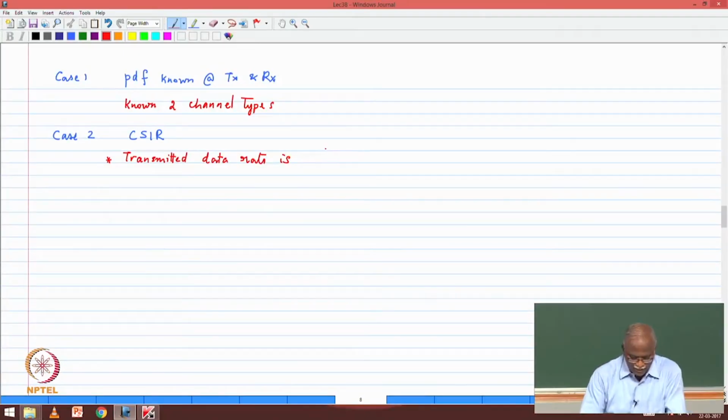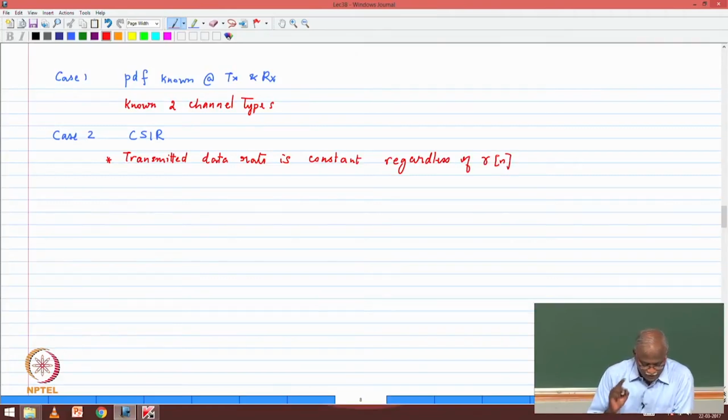And the reason for that is because the transmitter does not know what the current channel conditions are, so the rate is constant regardless of the instantaneous value of gamma n. So this is a very important element. And of course the capacity achieving codes are very complex.